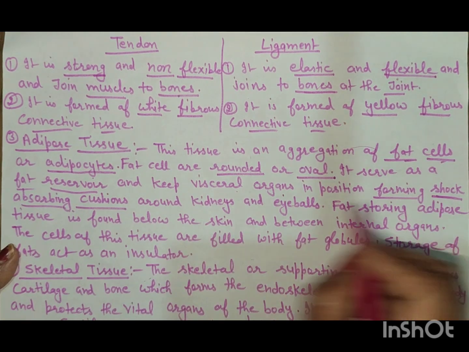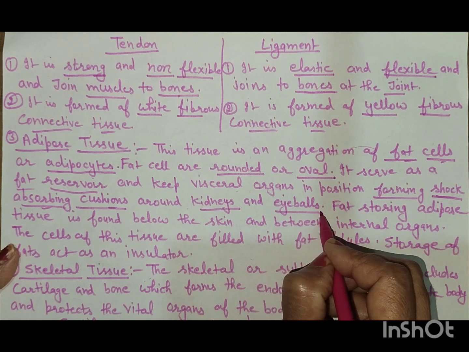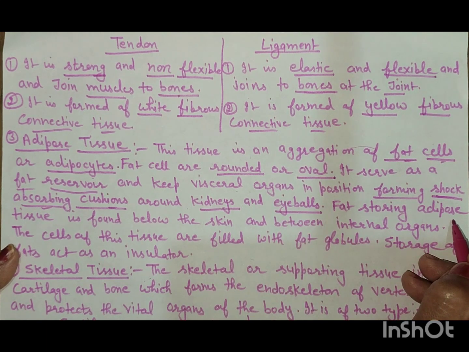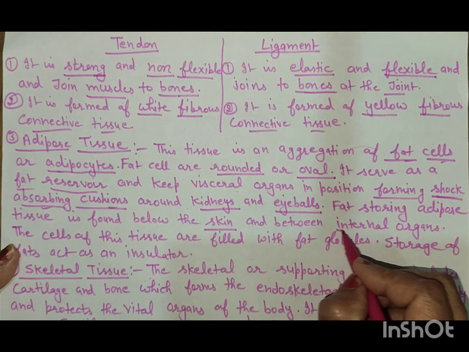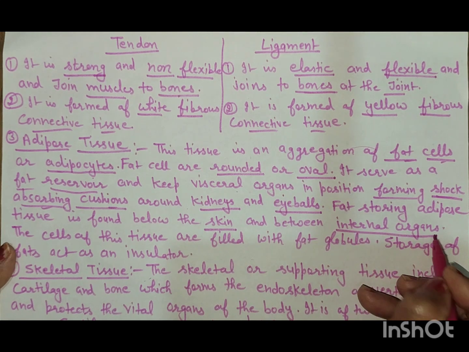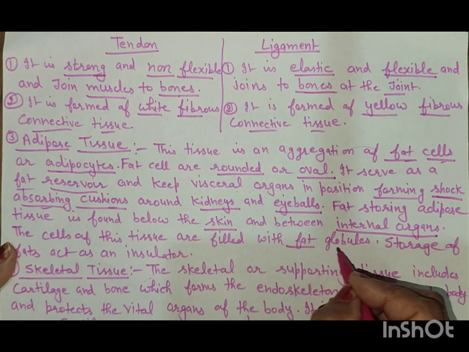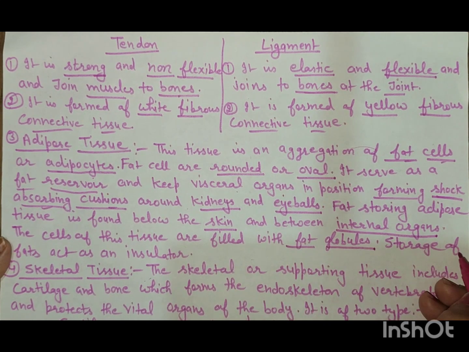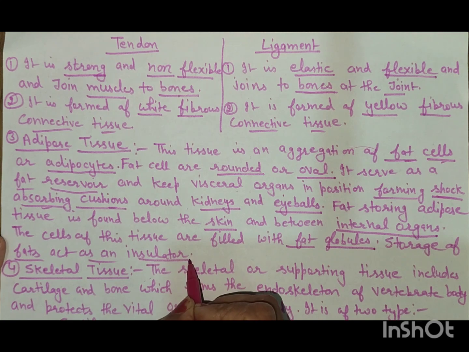It acts as a shock absorbing cushion around kidneys and eyeballs. Fat storing adipose tissue is found below the skin and between the internal organs. The cells of these tissues are filled with fat globules, and the stored fat acts as an insulator.